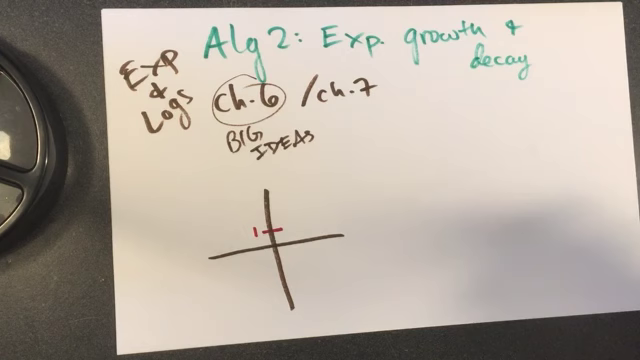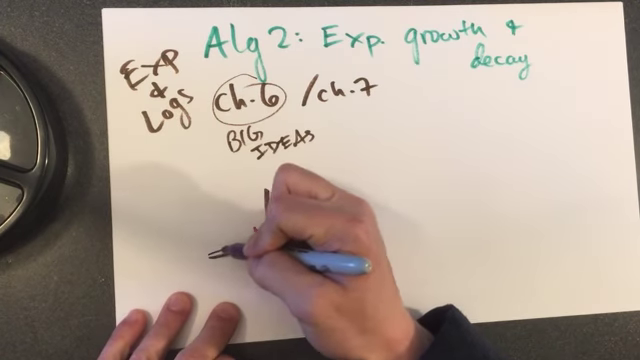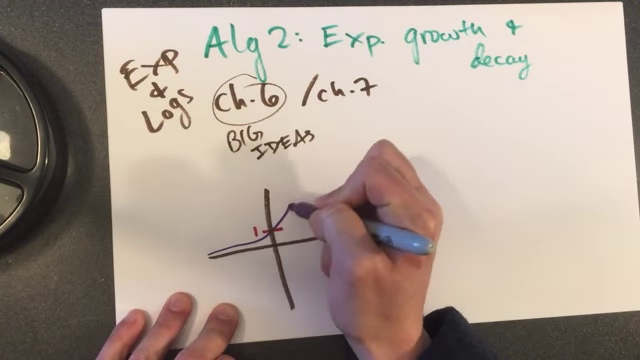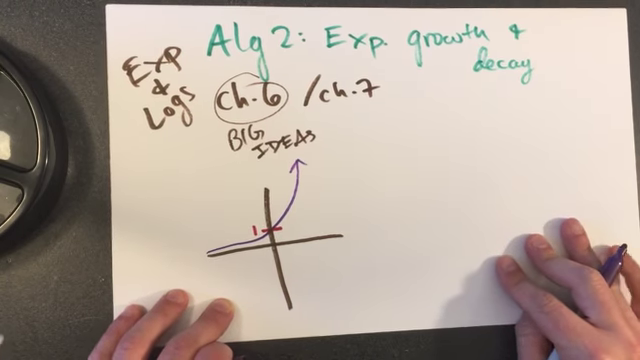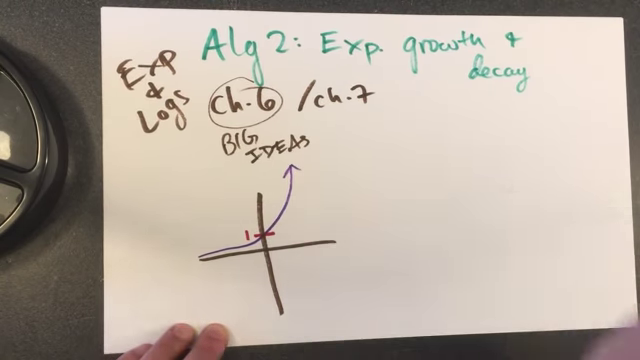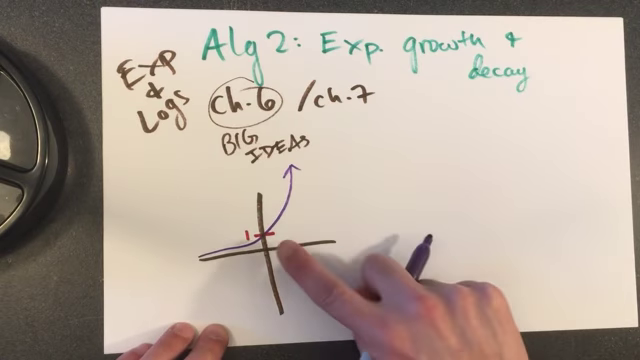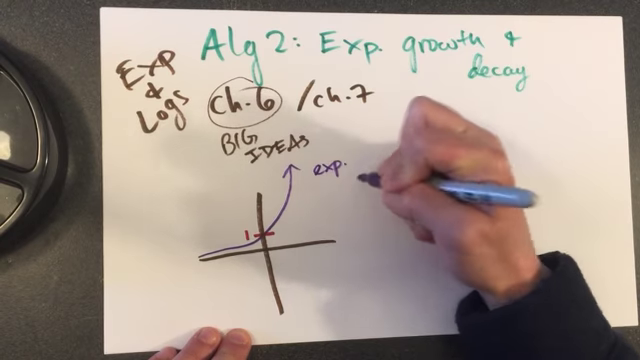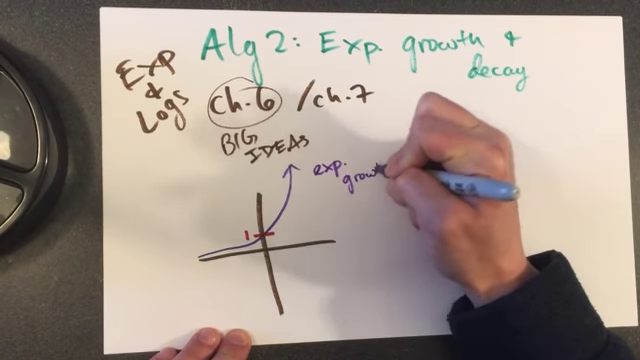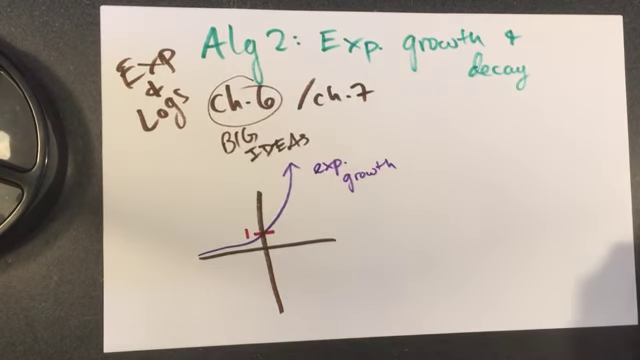Let's put it as purple. And you'll know this as the shape of exponential growth. So this is an exponential growth function. And it makes sense because we're growing exponentially.